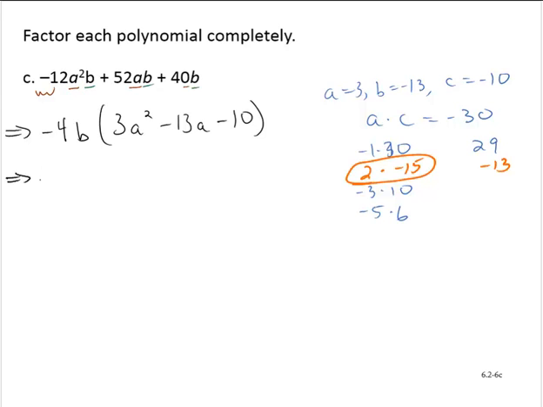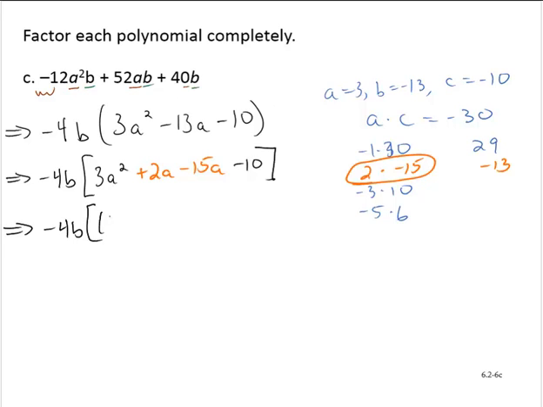Alright, so negative 4b, and then I'm going to switch over to brackets now. 3a squared plus 2a minus 15a minus 10. And now we use grouping. So 3a squared plus 2a, that's my first group, plus negative 15a minus 10, that's my second group.